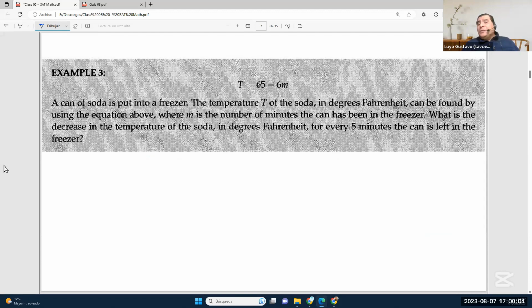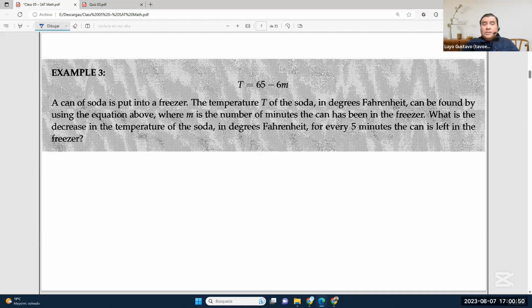A can of soda is put into a freezer. The temperature T of the soda in degrees Fahrenheit can be found by using the equation above, where m is the number of minutes the can has been in the freezer. What is the decrease in the temperature of the soda in degrees Fahrenheit for every 5 minutes the can is left in the freezer? So that's it. We have a linear model between time and temperature for the soda, and we need to answer the question. Okay, I'll just stop a moment here so that you can try to solve it on your own.